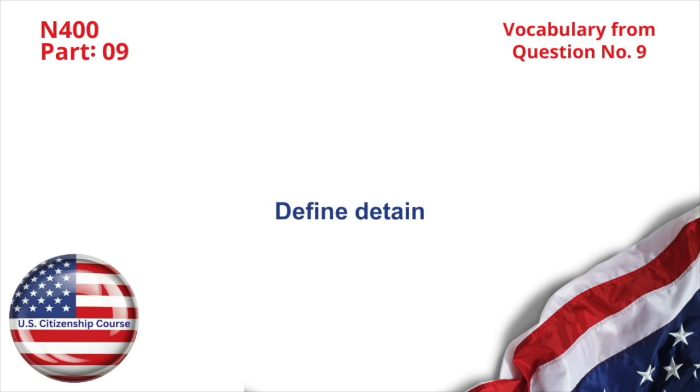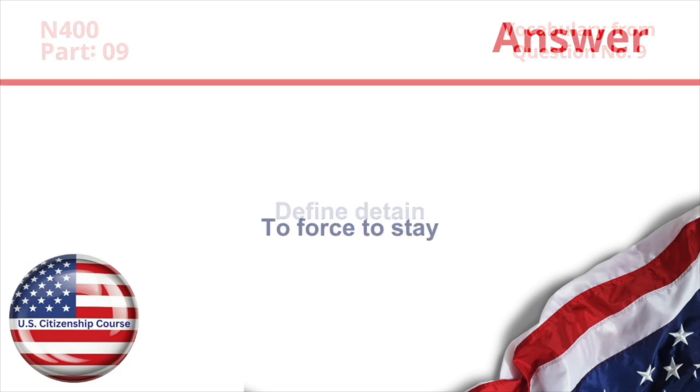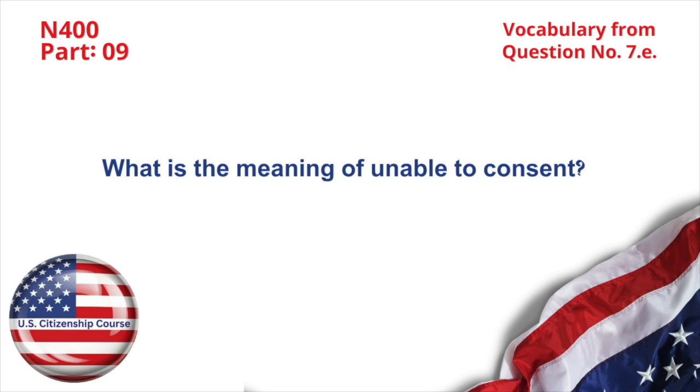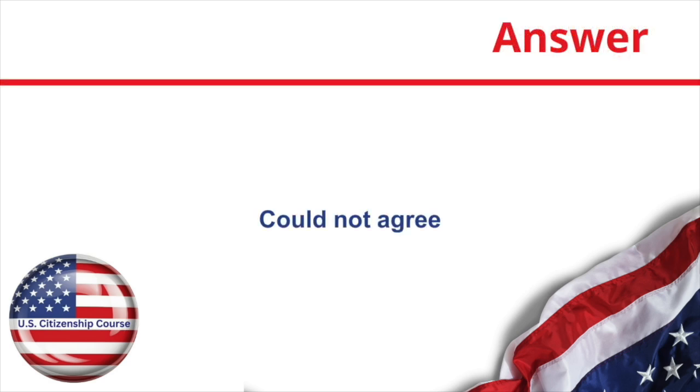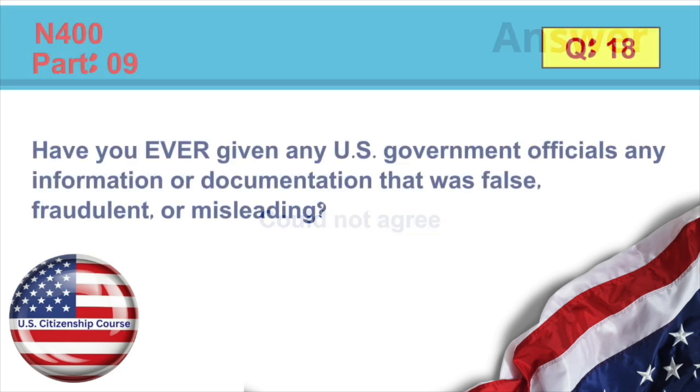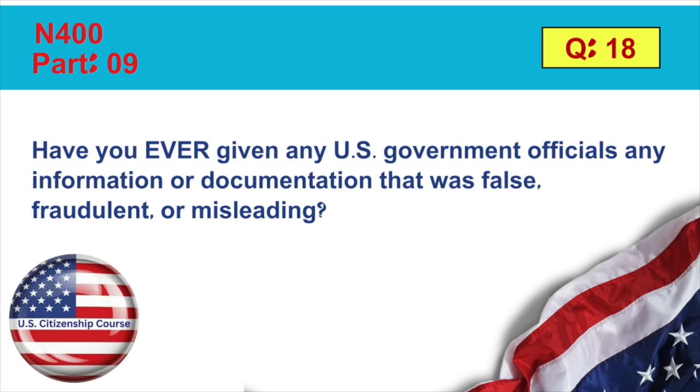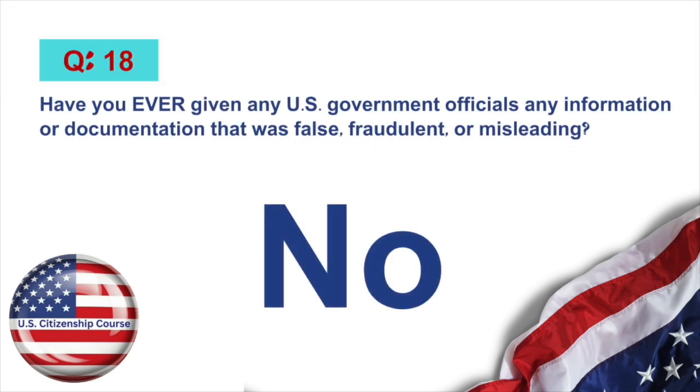Define detain. To force to stay. What is the meaning of unable to consent? Could not agree. Have you ever given any U.S. government officials any information or documentation that was false, fraudulent, or misleading? No.